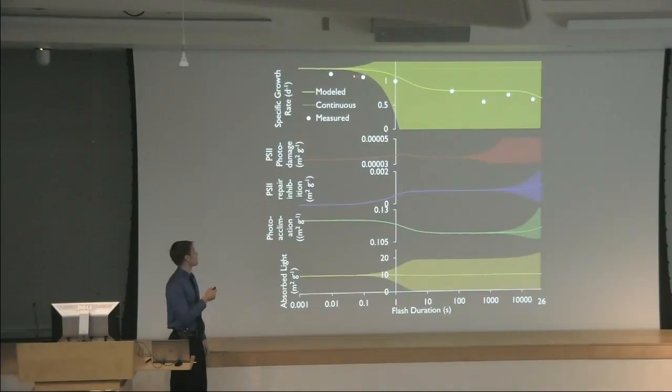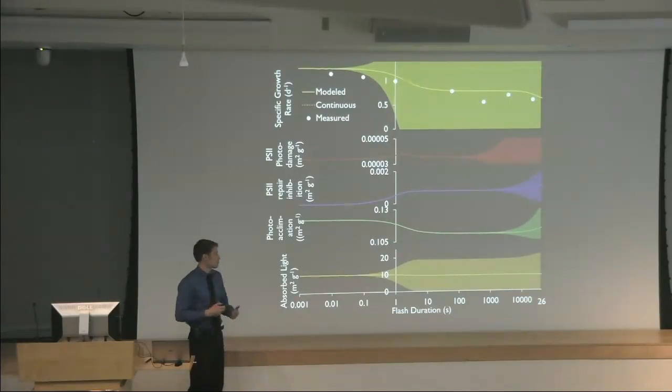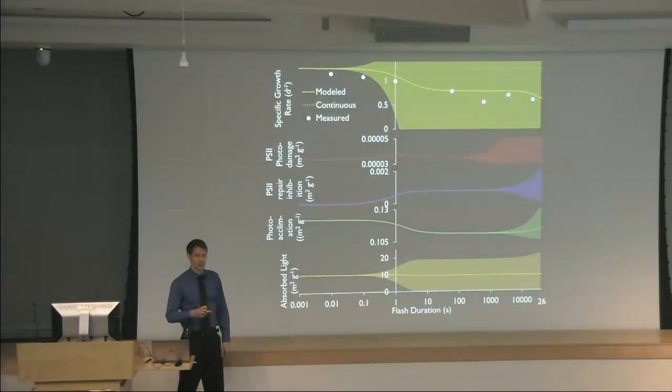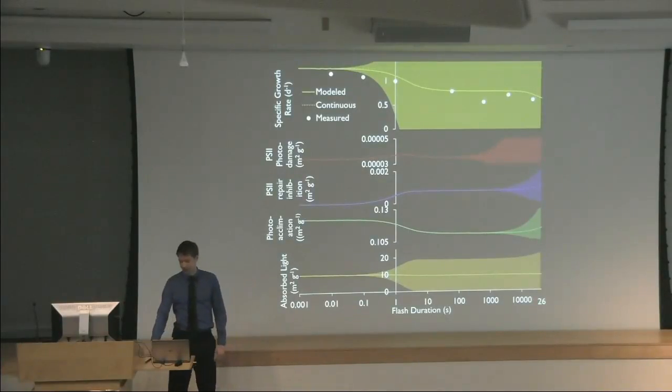One other thing to point out is that the experimental results seem to be a fairly gradual transition, whereas the model kind of represents this step function. And my explanation for that is that the model only represents one pool of absorbed light energy, whereas in photosynthesis there are a number of intermediate electron and energy carriers, and I suspect that depending on the flash duration, it can affect which energy or electron carrier is the rate limiting factor.